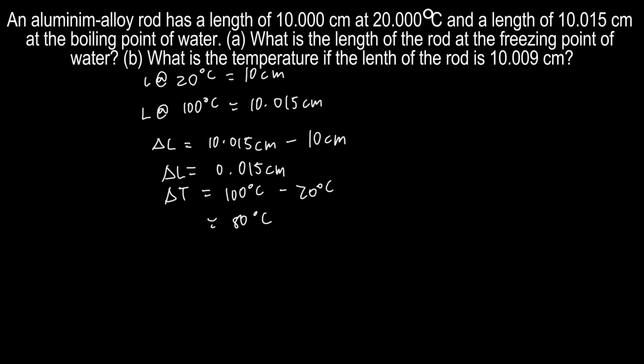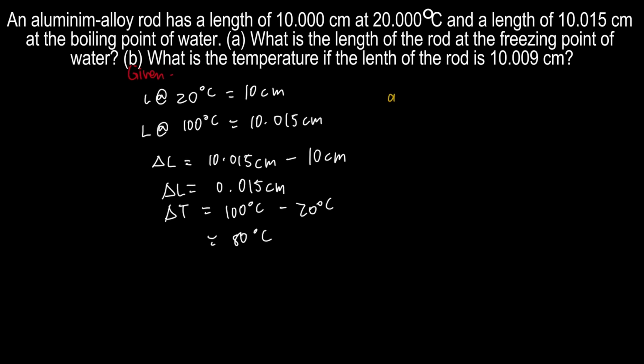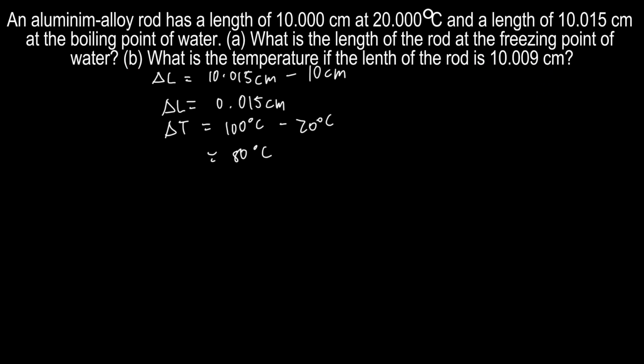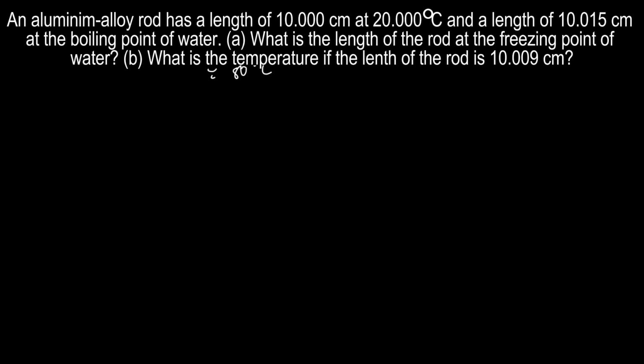So what are we finding here? In the first part, we're finding what is the length of the rod at the freezing point of water. So L at 0 degrees Celsius, and B is the temperature if the length of the rod is 10.009 centimeters. T at length equals 10.009 centimeters. So we're going to solve the problem. Let's go to part A.